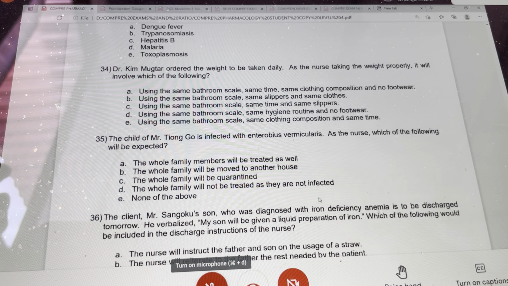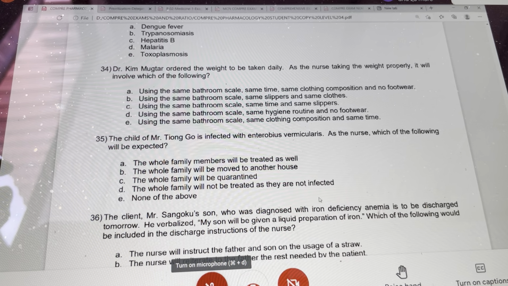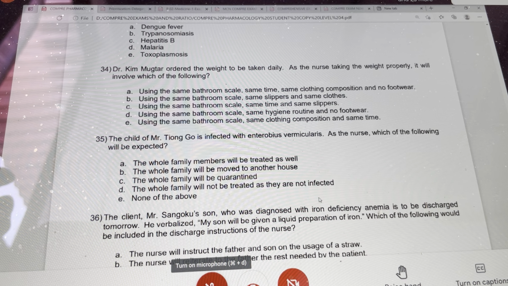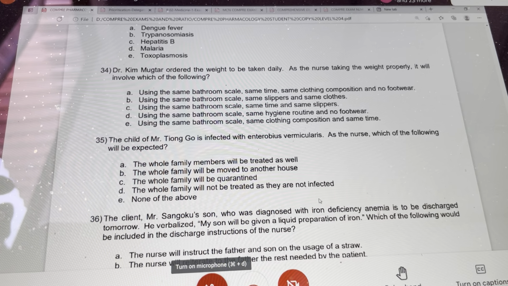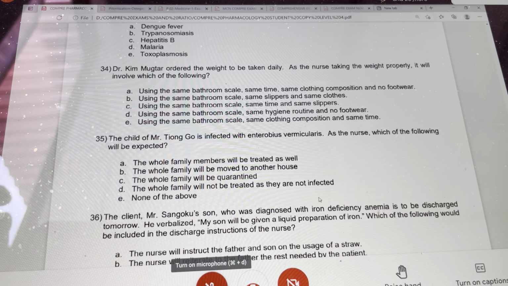Next, number 35. The child of Mr. Chong Go is infected with Enterobius vermicularis. As the nurse, which of the following will be expected? Okay, do you know what is Enterobius vermicularis? Mr. Aspiras, what infectious or parasitic disease is attributed to Enterobius vermicularis? Mr. Aspiras? I have no idea, Ma'am. Okay. Who has an idea? Pinworm. Pinworms, very good. So Enterobius vermicularis is your pinworm infection.